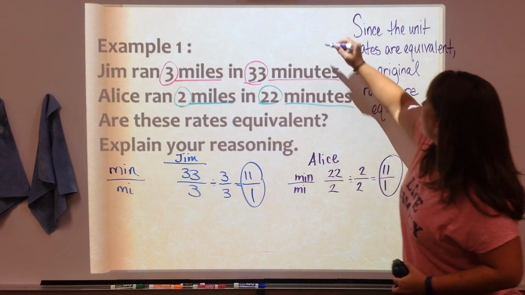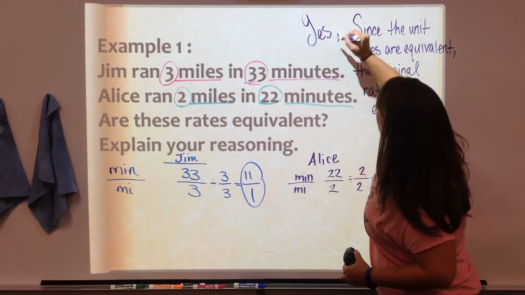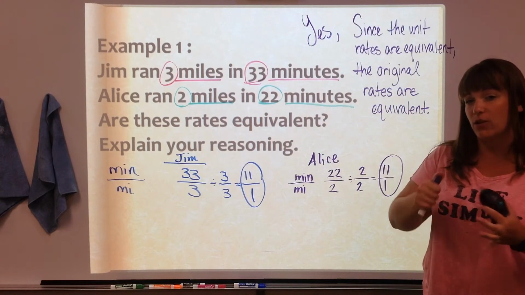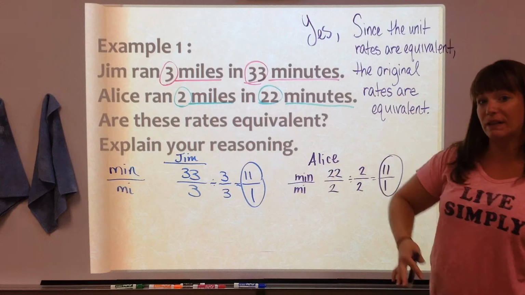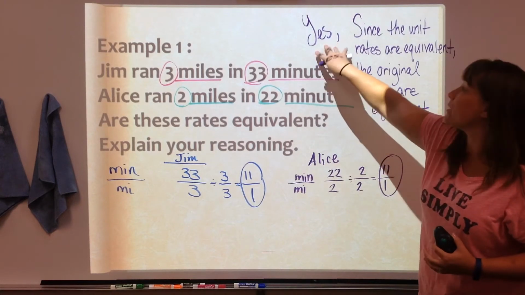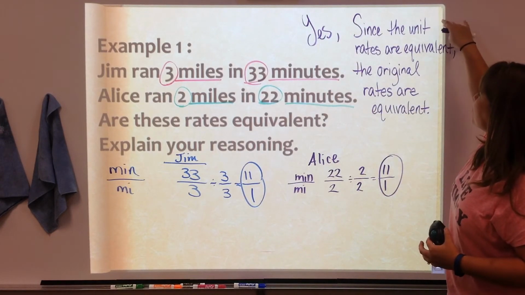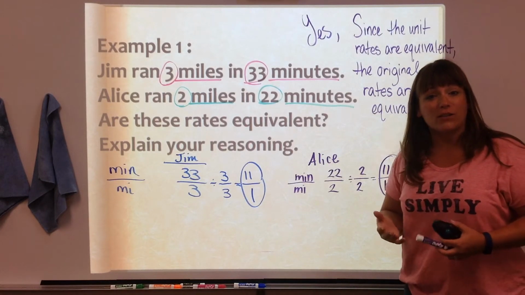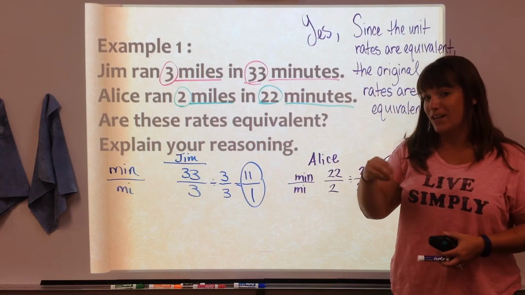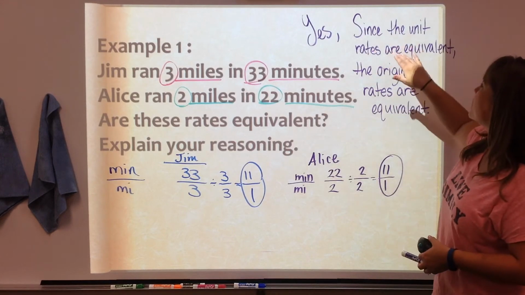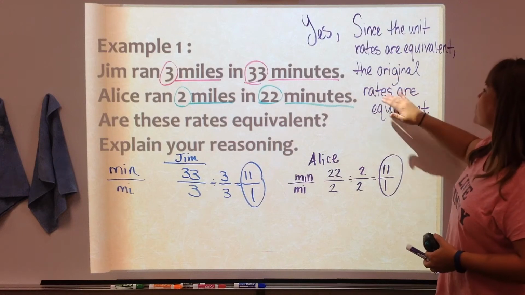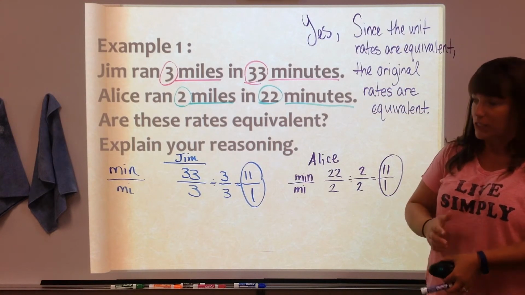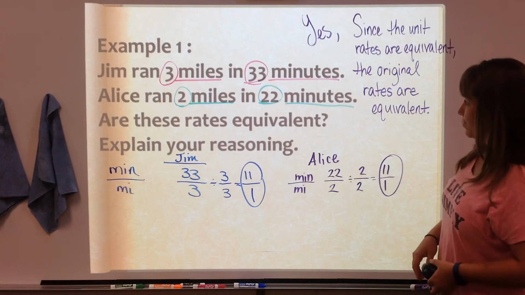And all I'm going to do is add a yes to the beginning of this, because are these rates equivalent? Yes, they are. We have to answer that question as well as explain. So yes, the answer is they are equivalent, and here's our explanation. Since the unit rates are equivalent, the original rates are equivalent. If they did not match, we would simply put a negative in front of that. Since the unit rates are not equivalent, the original rates are not equivalent. So that's the cookie cutter explanation sentence that you can borrow and use.